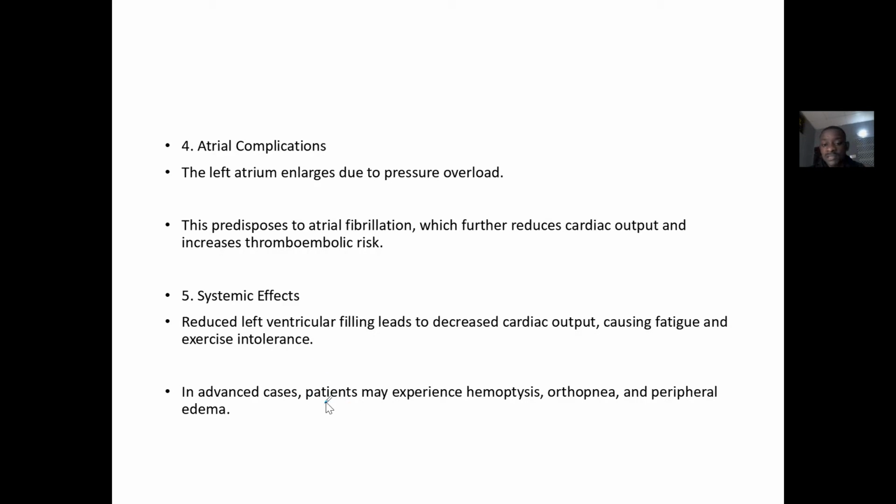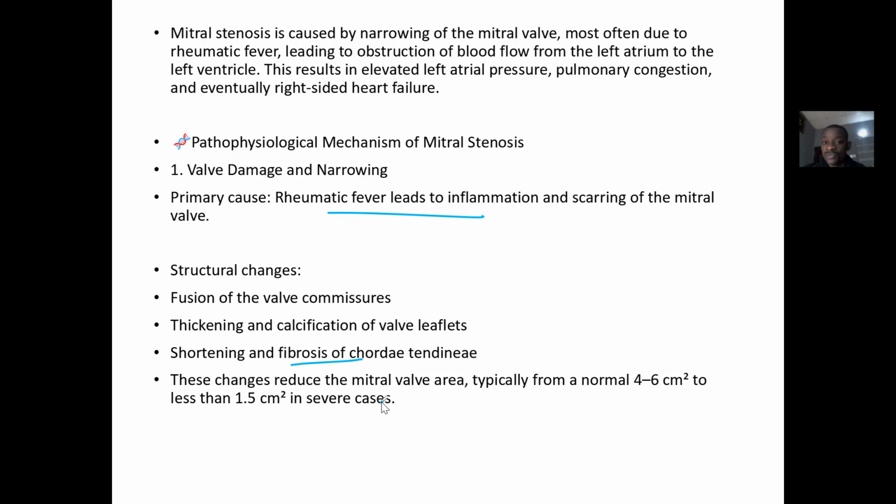So in advanced cases, the patient might be vomiting blood, having difficulties in breathing when they sleep, and accumulation of fluid in the extremities.